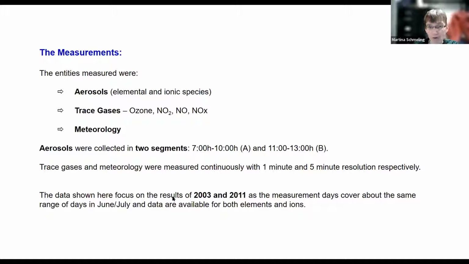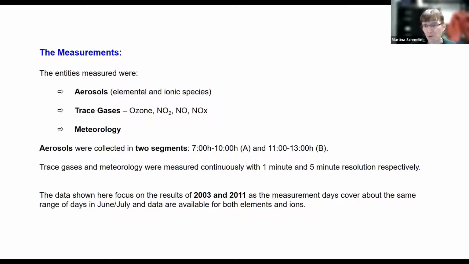The data I will focus on here today are the results of the years 2003 and 2011. It would be just too much to use all of those data. The reason why we selected those two is that the days were roughly aligned with each other. So we started at the end of June measuring and went into early August, the first or second week of August, with a few interruptions. Of course, we cannot collect on days when it's raining, so it was only collected on days when it was sunny and dry. And so that limits the number of days.